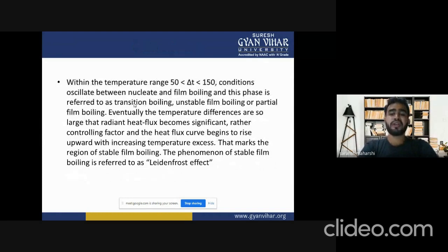Delta T is the temperature difference between two systems, like hot and cold. Conditions oscillate between nucleate and film boiling, and this phase is referred to as transition boiling, unstable film boiling or partial film boiling. Eventually, the temperature differences are so large that radiant heat flux becomes significant and is the controlling factor, and the heat flux begins to rise upward with the increasing temperature axis. That marks the region of stable film boiling. The phenomenon of stable film boiling is referred to as the Leidenfrost effect.